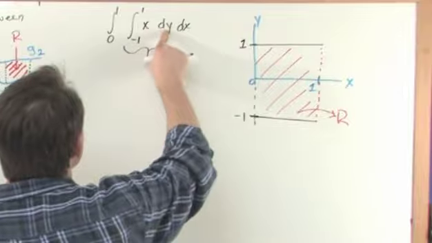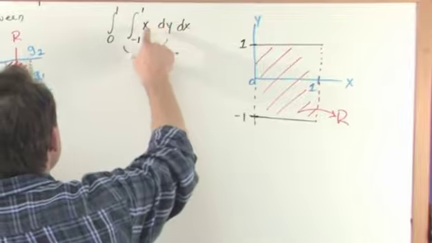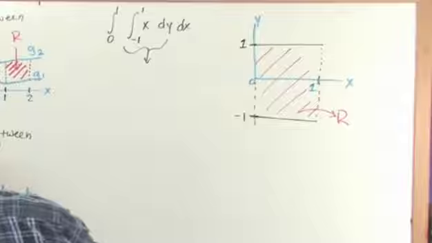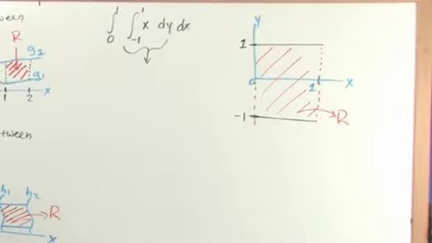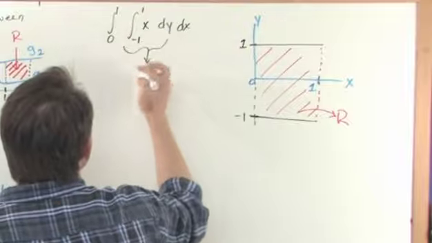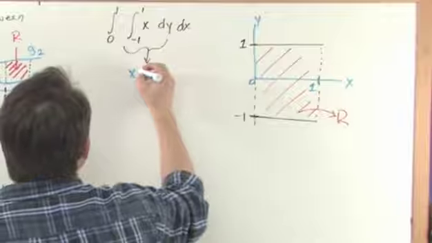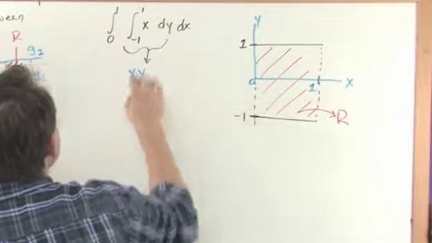The integral of x with respect to y. This means that anything other than y is now a constant. This x, for all practical purposes, is a constant. It could be 2, it could be 19, it could be negative 4. It's just going to hang along for the ride, and then I'm going to have a y here, okay, because I'm integrating along y.